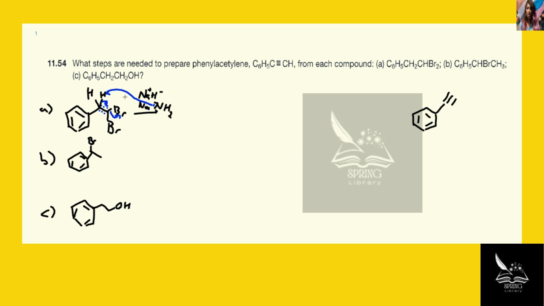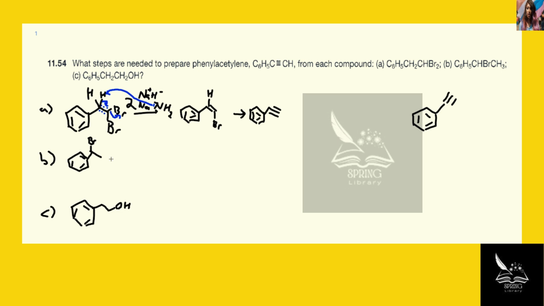And if you do this with two equivalents, then after the first equivalent, you'll get this product. There's still a proton here, so after the second equivalent, you will get your final product of interest, like this.